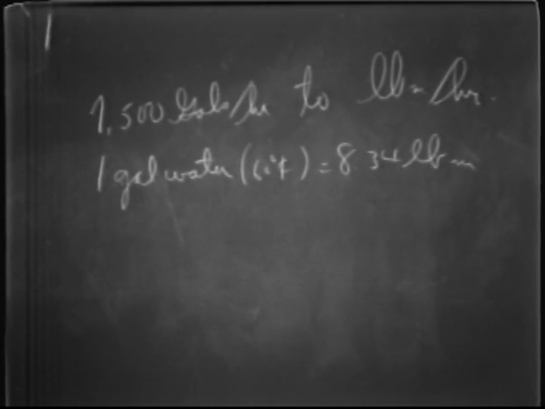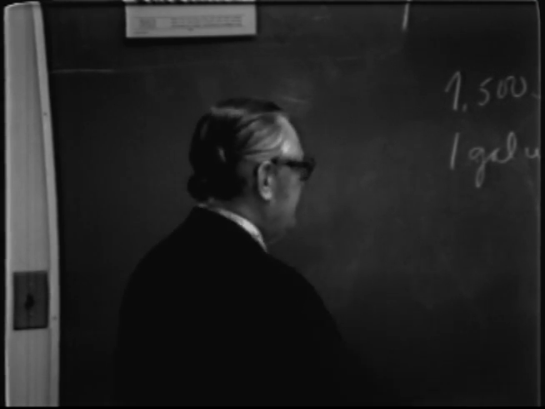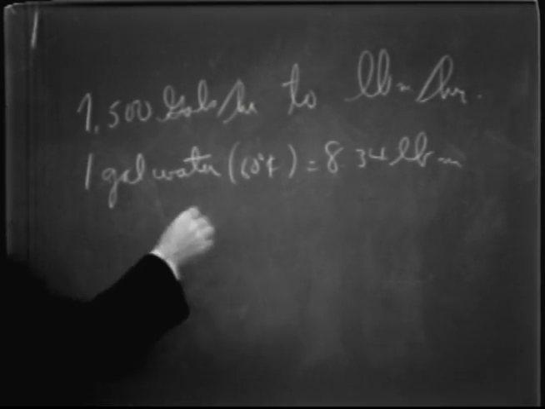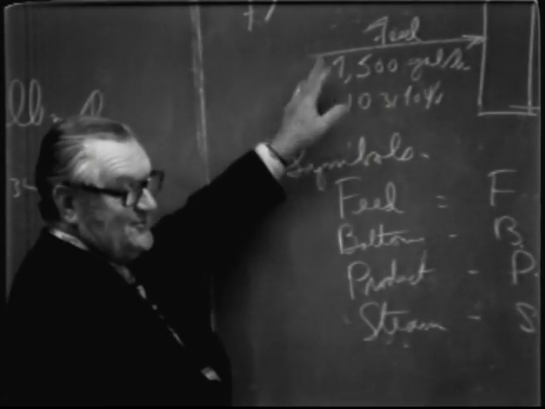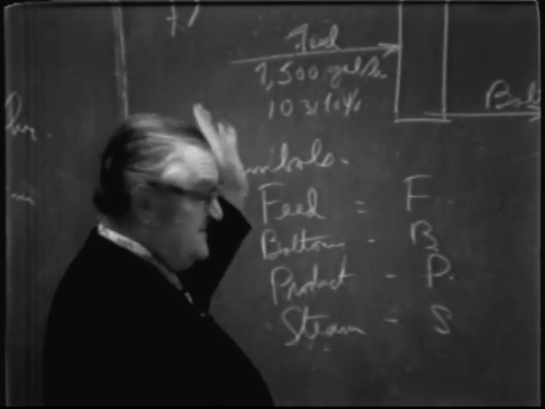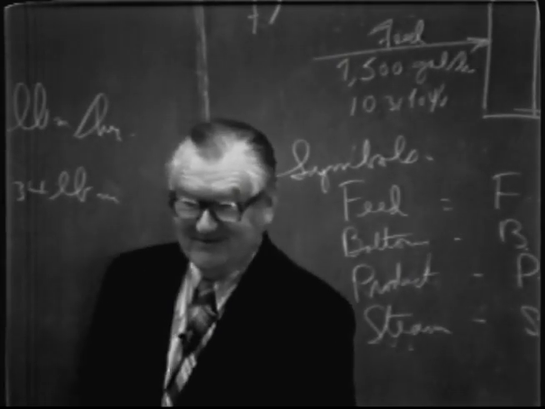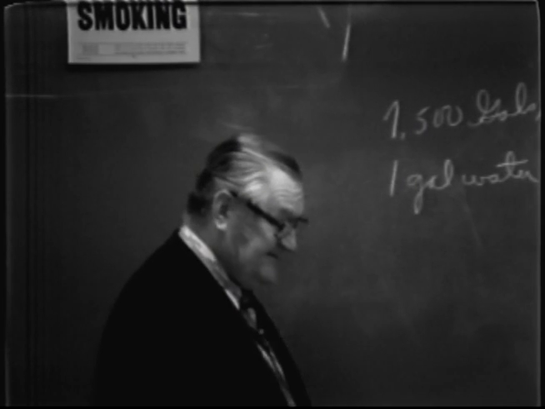Some people frequently use 8.33, and that's a closer figure if you're talking about room temperature, 68 Fahrenheit or 20 degrees centigrade. But of course, in a problem like this, we didn't tell you what temperature this was measured at, so you can assume it's 60 degrees Fahrenheit. But in practice, that'd be a little cold for plant process conditions.